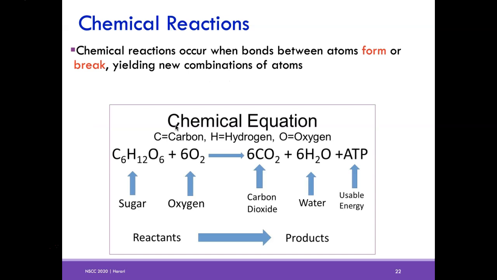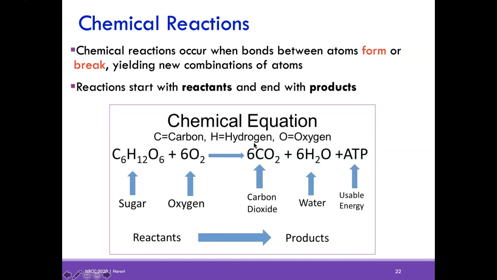So a chemical reaction is nothing more than the formation or breaking of bonds. So a chemical reaction occurs when bonds between atoms form or break. In a reaction, we start with the reactants, the starting materials, and then we show an arrow, and then we draw the products, the ending materials.